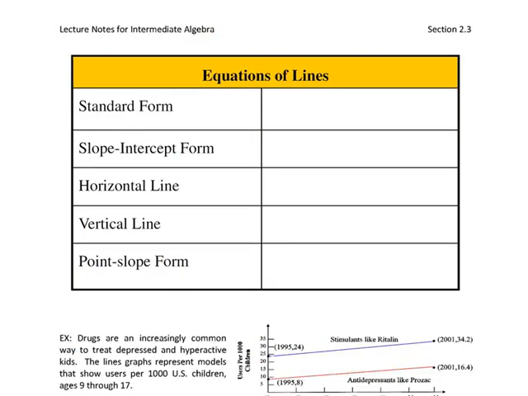So let's review the different forms and types of equations of lines that we've seen. Okay, now the standard form was the equation form where you just had all the x's and y's on one side and all the numbers on the other. Okay, ax plus by is equal to c. y is equal to mx plus b is the slope-intercept form.